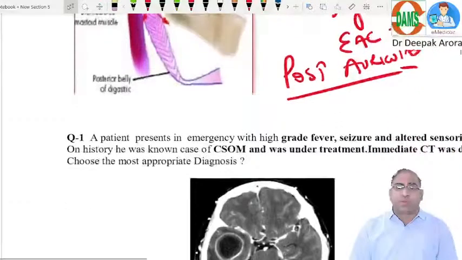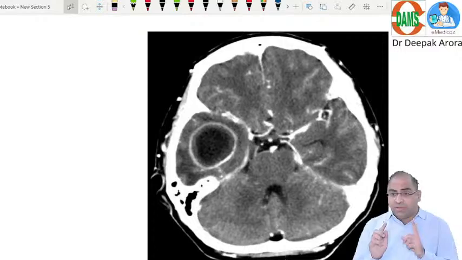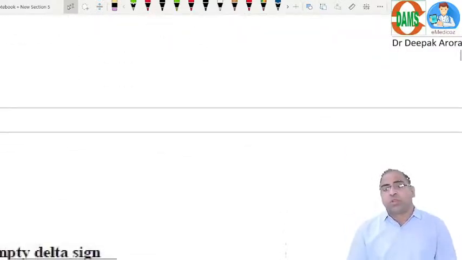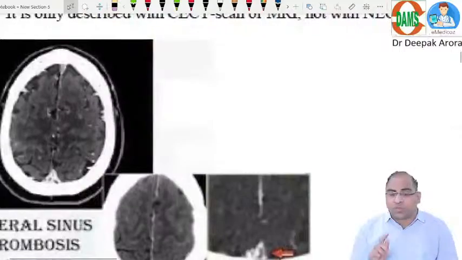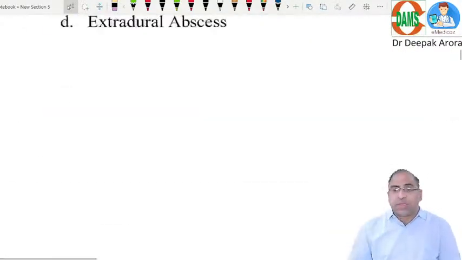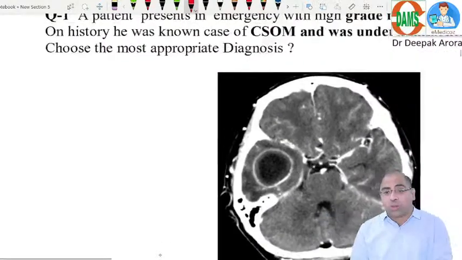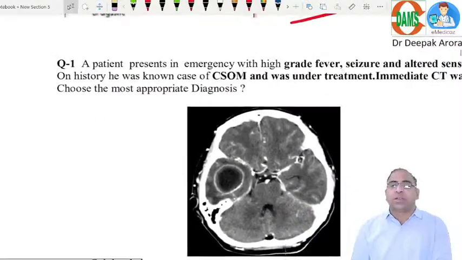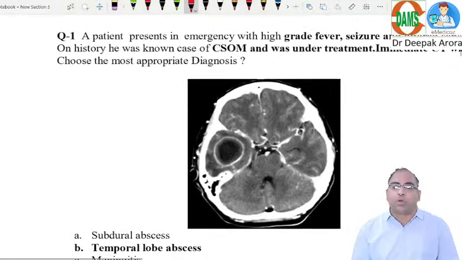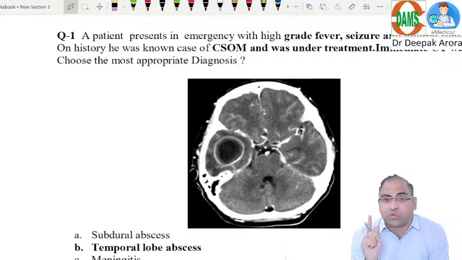One MCQ which I am expecting, they can show you this type of CT examination. Either they will give you this image of CT or this image of CT. So what is this one? This is empty delta sign, lateral sinus thrombosis. If they show you this CT, it is the second most common intracranial complication, that is brain abscess. Which lobe is involved? Temporal lobe is involved. So I will attempt temporal lobe abscess. This is the first MCQ I'm showing you.